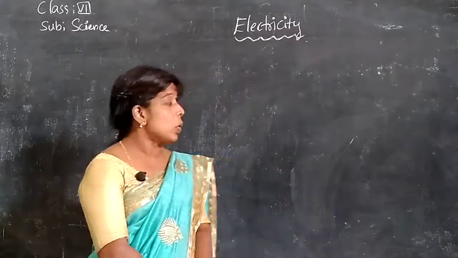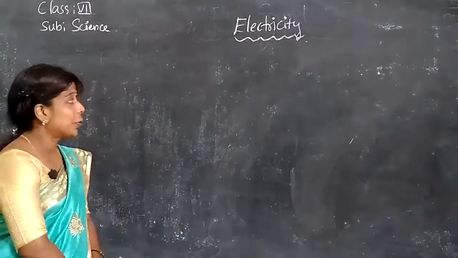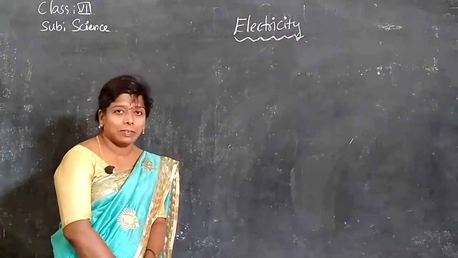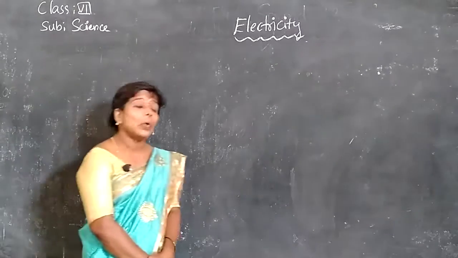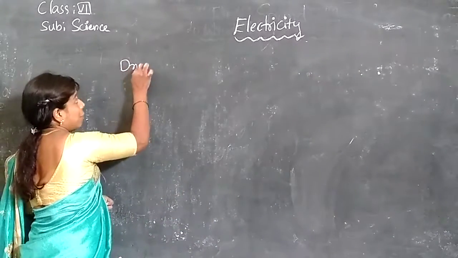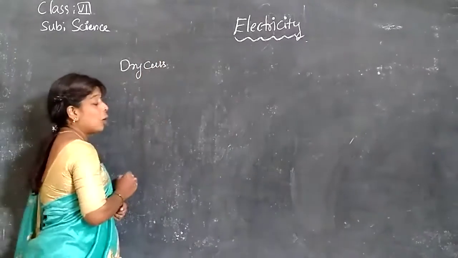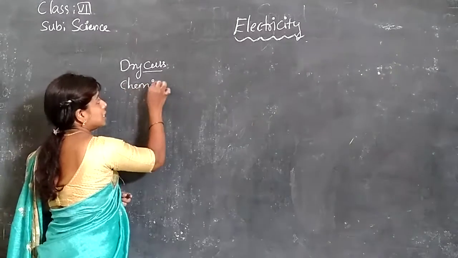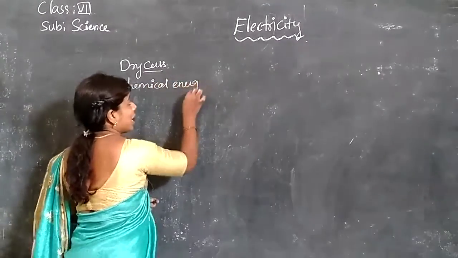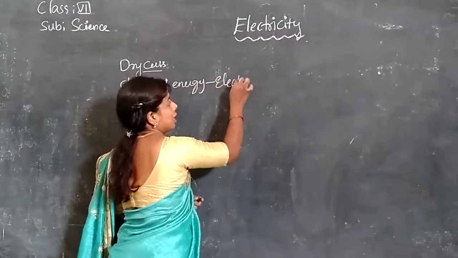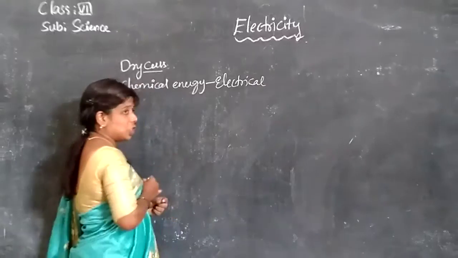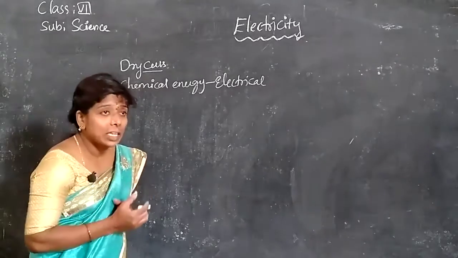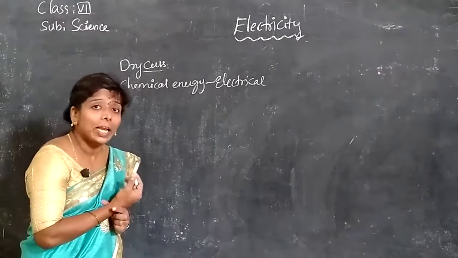Today we are going to continue our lesson on electricity. We have seen about dry cells. What are these cells doing? They are changing chemical energy into electrical energy. Which ones? Dry cells. Whatever cells we are using, they are changing chemical energy into electrical energy.